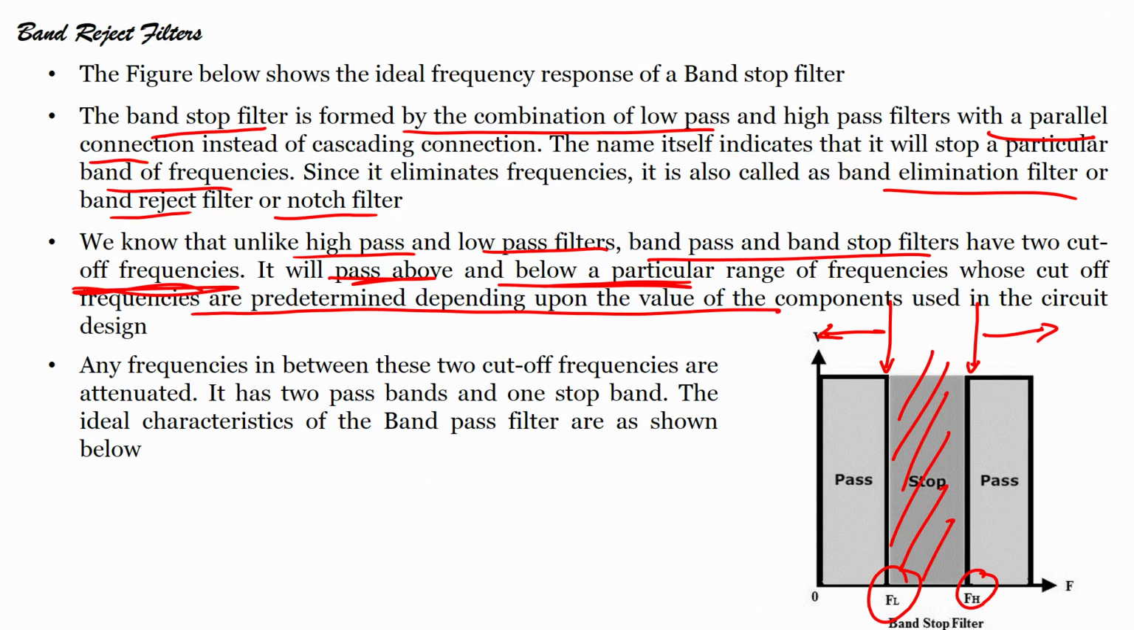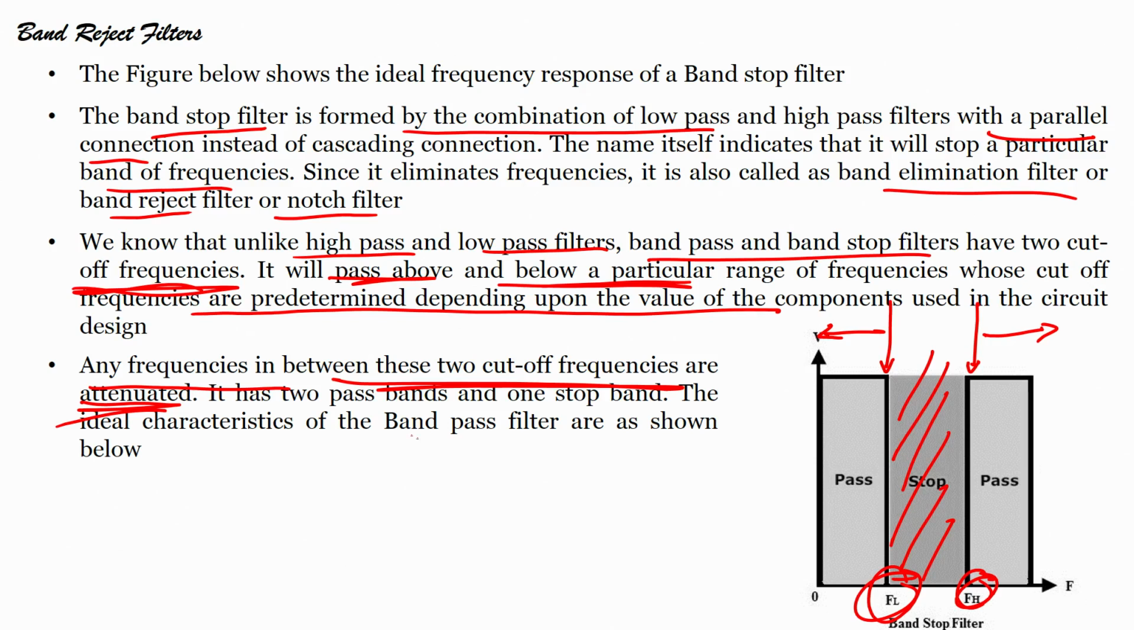Any frequency between these 2 cutoff frequencies is attenuated, that means it is stopped. It has 2 pass bands and 1 stop band. The ideal characteristics of band pass filter are shown below.